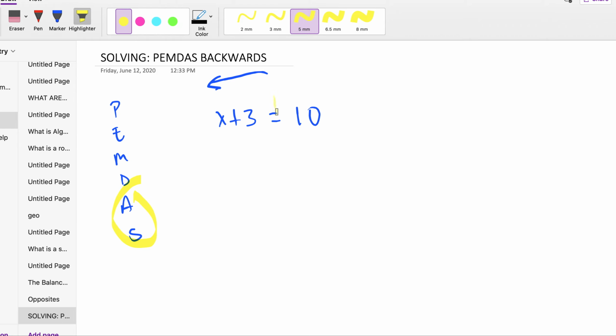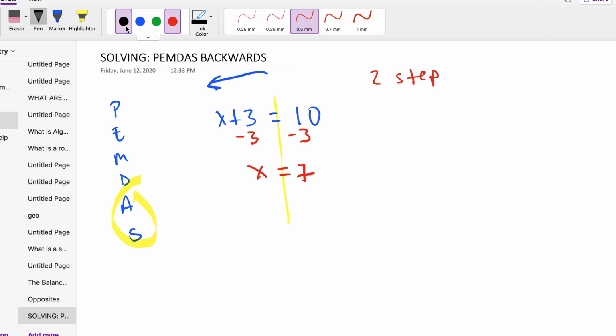We had said you can draw a line down the middle here, and we look to see if we have any addition or subtraction. And we do, plus 3. So we're going to subtract and do the opposite on both sides. x equals 10 take away 3, or 7. So when you have a two-step problem, it will work the same way.